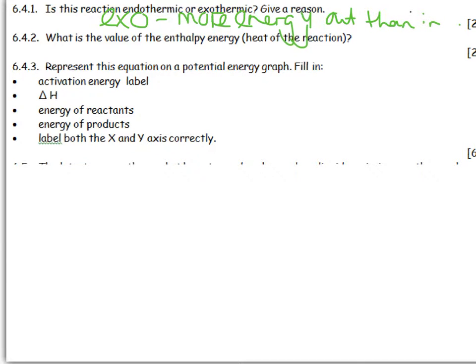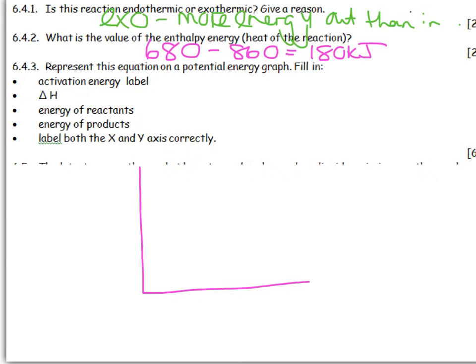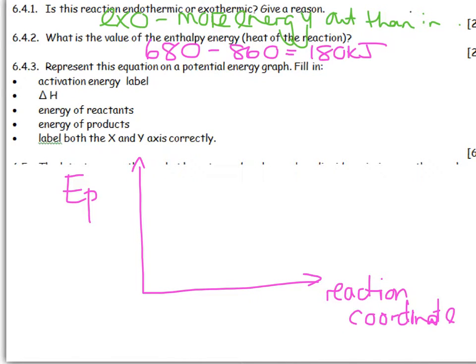What is the value of the enthalpy or the heat of this reaction? It's going to be equal to the 680 minus the 860, and I land up with 180 kilojoules. Represent the equation on a potential energy graph and fill in all of those details. So this is the graph that we're expecting. You need to know to label this reaction coordinate. And you need to know to label the y-axis EP, potential energy.